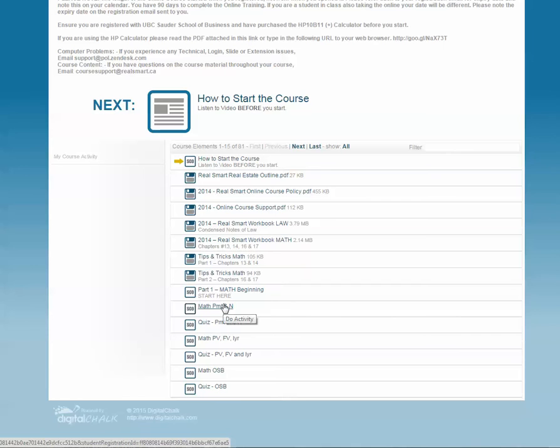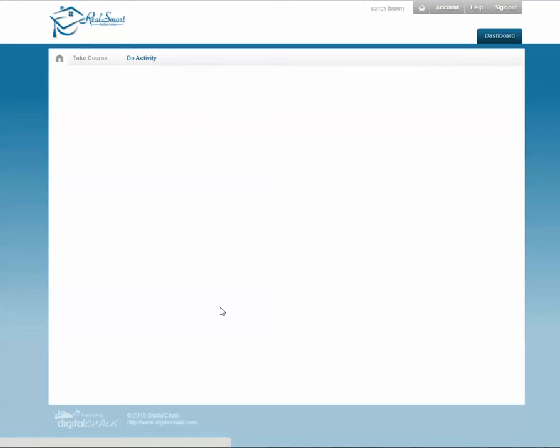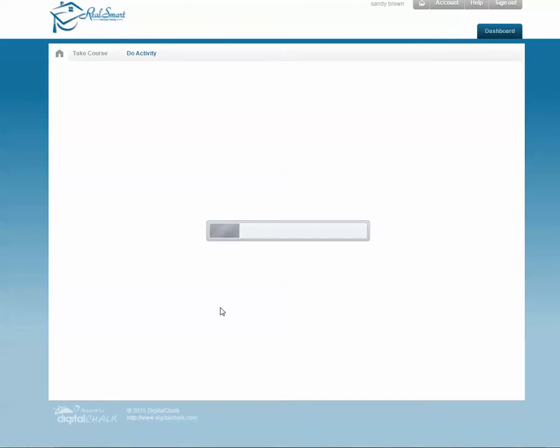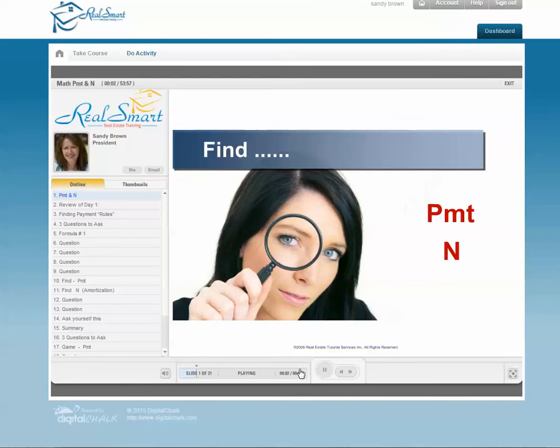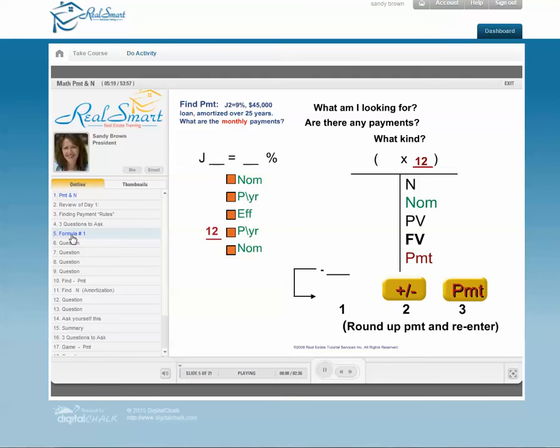And here's the math. There's one lesson and then a quiz, and a math lesson and a quiz and so on. Let's just go take a look at one of the lessons of math so you have a really good idea what it looks like. Let's take a look at finding payment and finding N. So finding payment could be finding the monthly payment, quarterly payment, yearly payment, whatever they're asking. Okay, so let's put it all together and have a look at a real question.